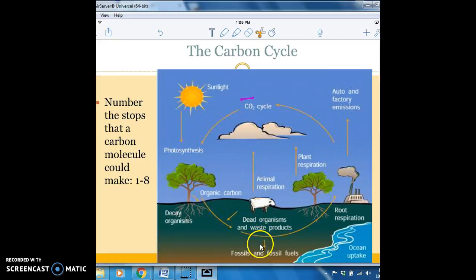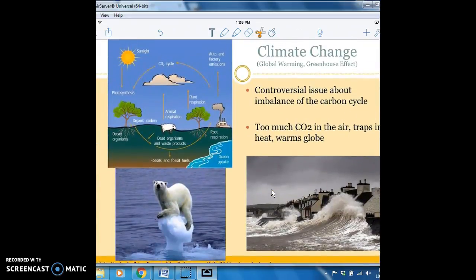And then 4, it dies. 5, it turns into fossil fuels. 6, it gets burnt, and then it goes back up into the atmosphere. And the ocean has carbon in it, and it has plants and animals also doing photosynthesis and cellular respiration.